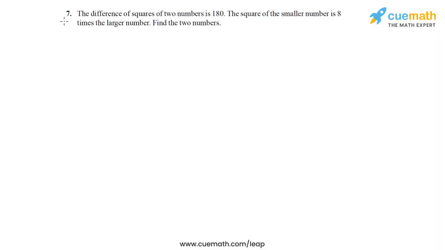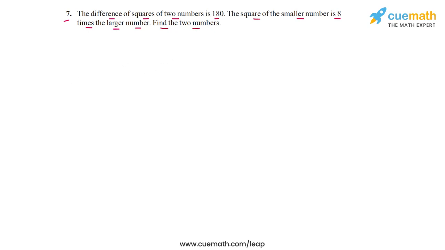In question 7 of this exercise, the problem statement says the difference of squares of two numbers is 180. The square of the smaller number is 8 times the larger number. So we have to find the two numbers. The unknowns in this problem are the two numbers, and we are given two pieces of information about them. We have to use that information, set up an equation in one or both variables, and then solve the equation to find the two numbers.